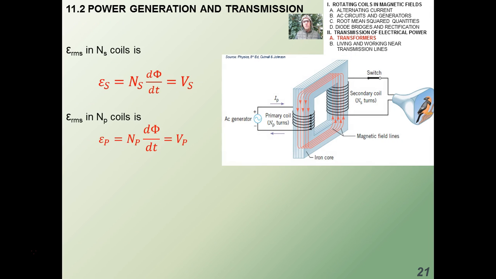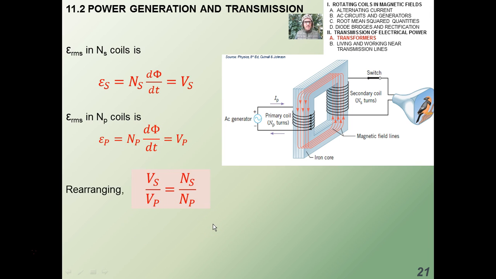And what it can do is it can actually change the voltage from 110. Typically, it's used to change from 110 to 220 or back again, okay? Anyway, the induced RMS voltage in the secondary set of coils is, of course, by Faraday's law, N sub S times d phi by dt, okay? And the RMS voltage in the primary set of coils is given by N sub P times d phi by dt.